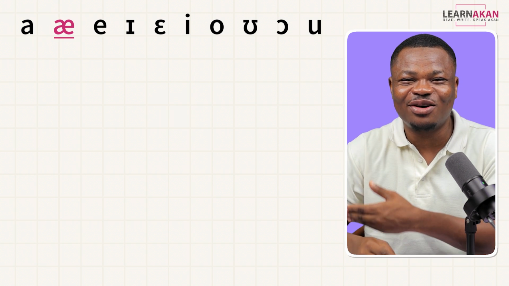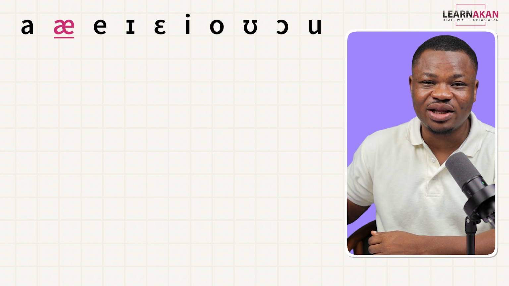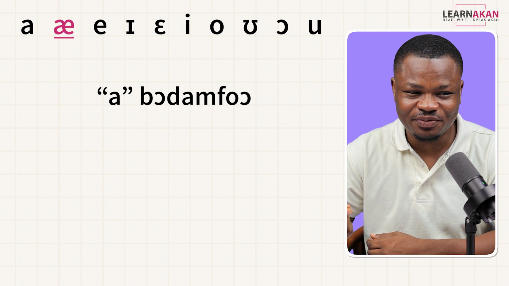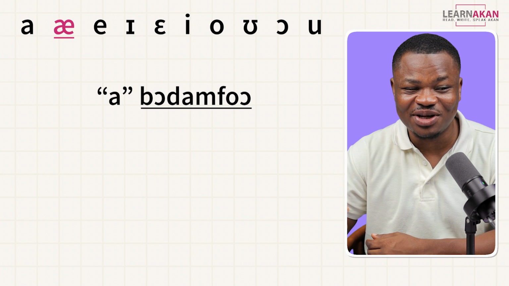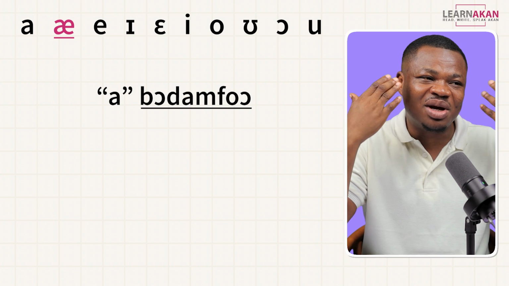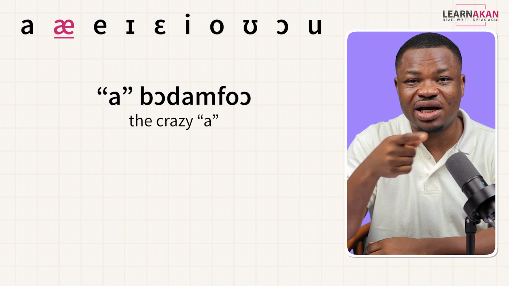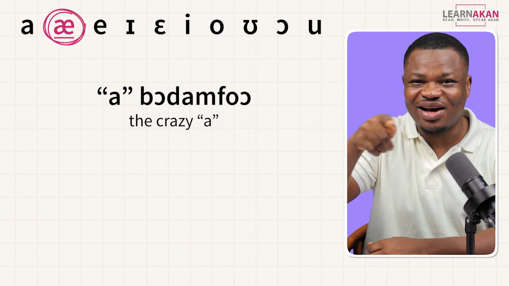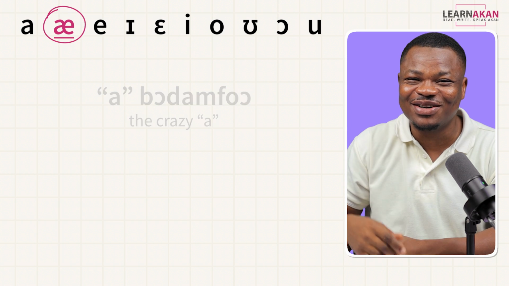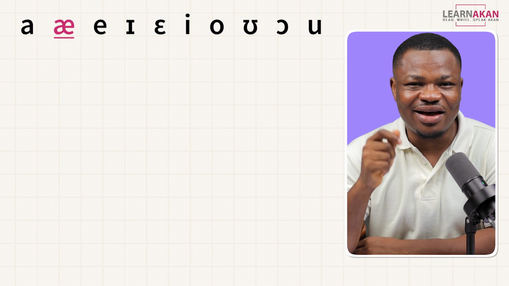Let's go to the second sound of this vowel, A. My Chi teacher from high school used to call this A bodamfo. Bodamfo is, excuse my language, a crazy person, right? A mentally challenged person. So A bodamfo will be a crazy A because of how it is written. It's crazy. So the sound of this is eh.